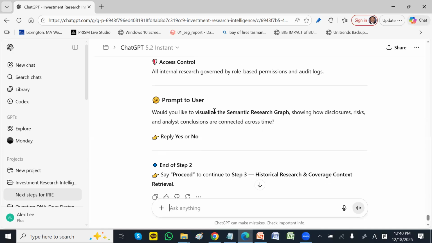So it asks whether you want to visualize the semantic research graph showing how disclosure and risk connect, yes or no, or whether you want to go on. So for example, let's visualize the semantic graph.